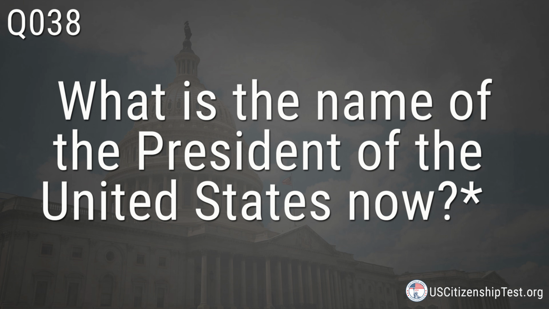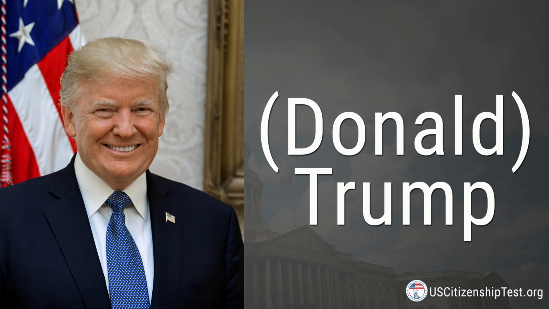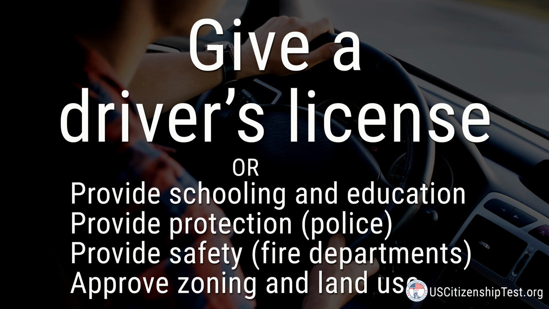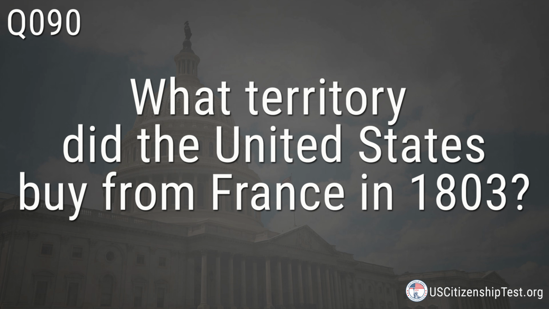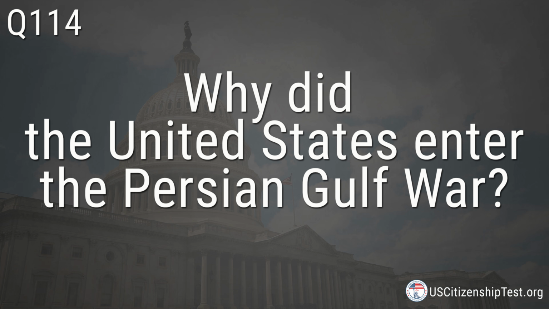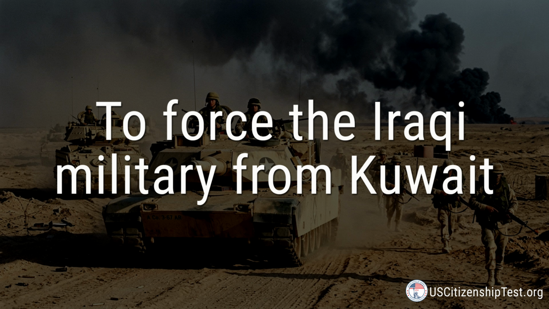What is the name of the President of the United States now? Donald Trump. Name one power that is only for the states. Give a driver's license. What territory did the United States buy from France in 1803? Louisiana. Why did the United States enter the Persian Gulf War? To force the Iraqi military from Kuwait.